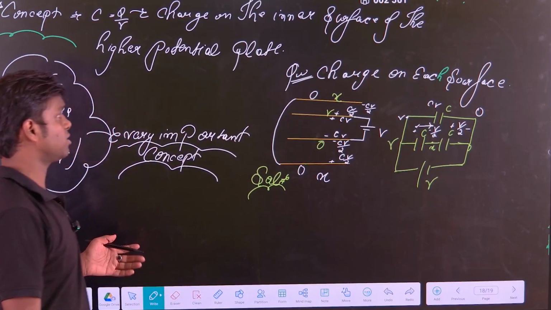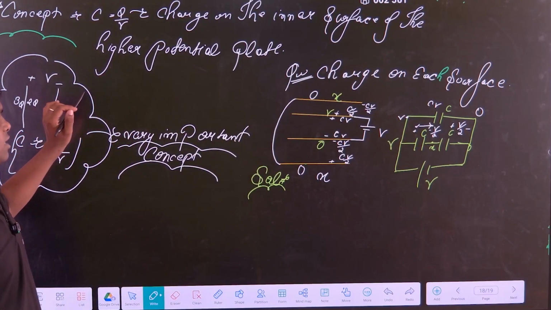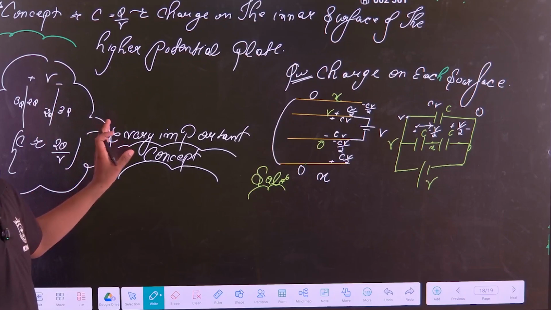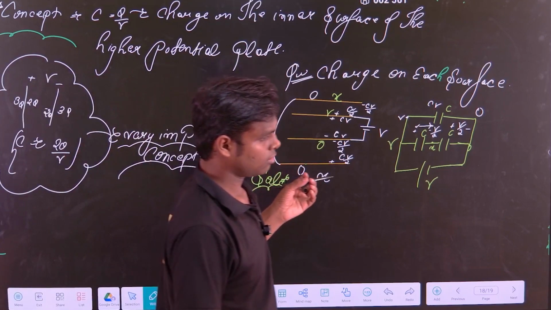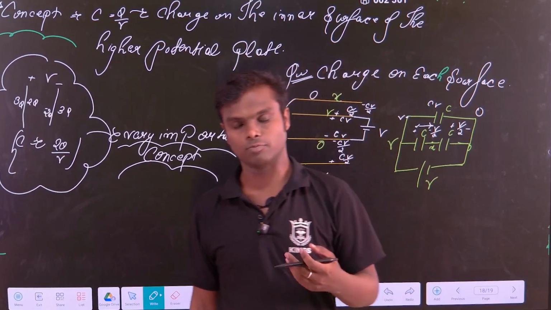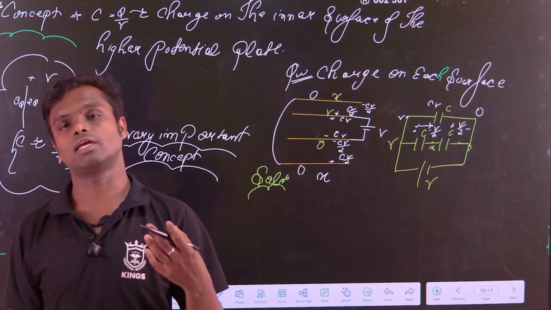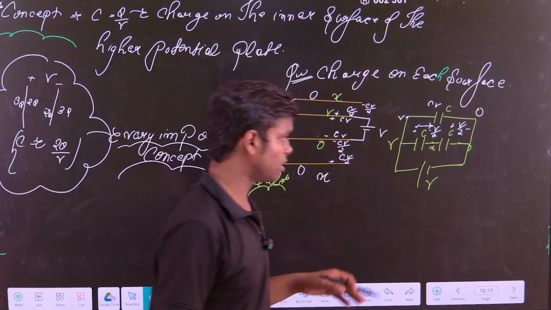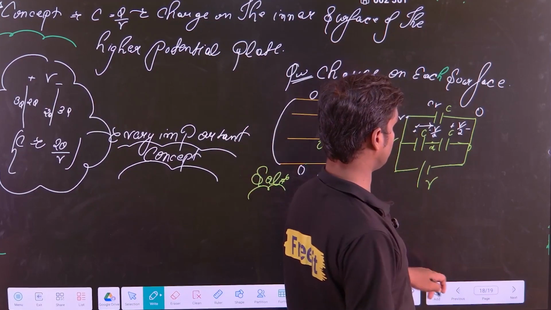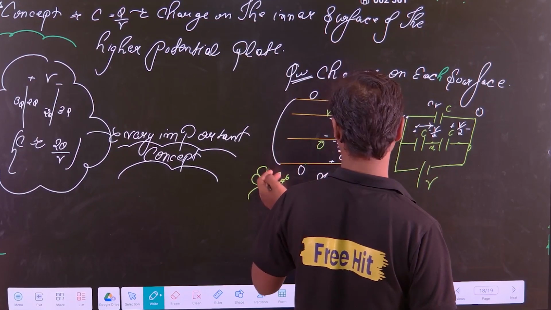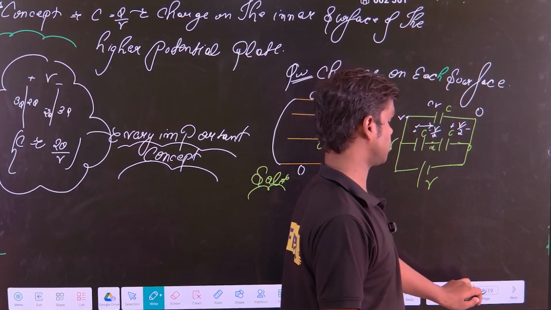For that we understood a very important concept, the final definition of capacitance. I told you that as we move through the chapter, we will modify the definition of capacitance, and this is now the final definition we have concluded. We also saw that we can calculate the charge on the inner surface.